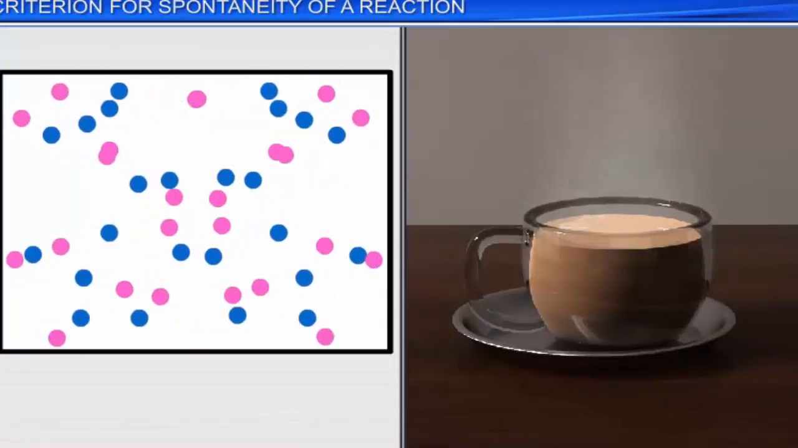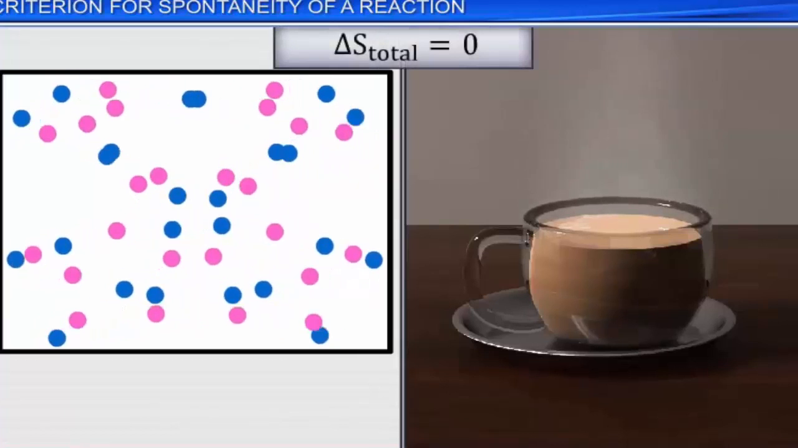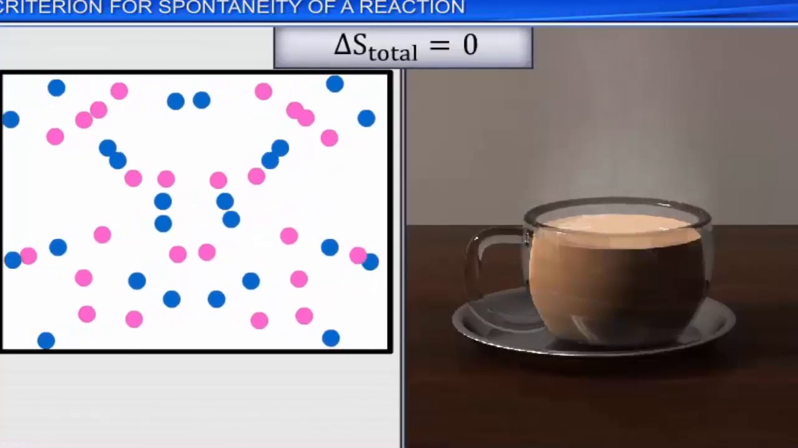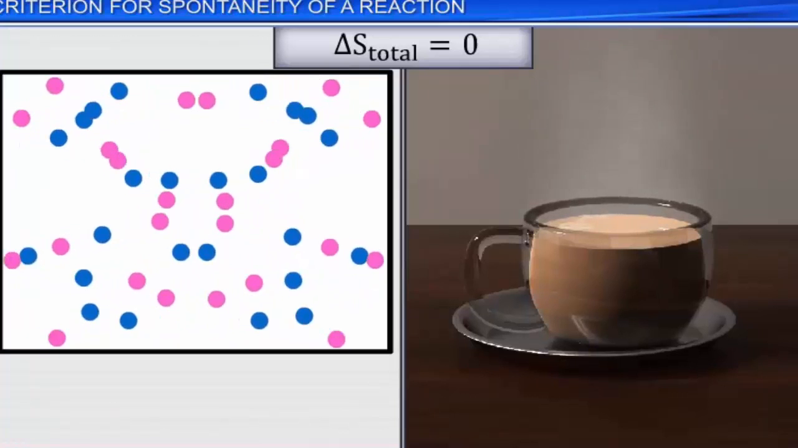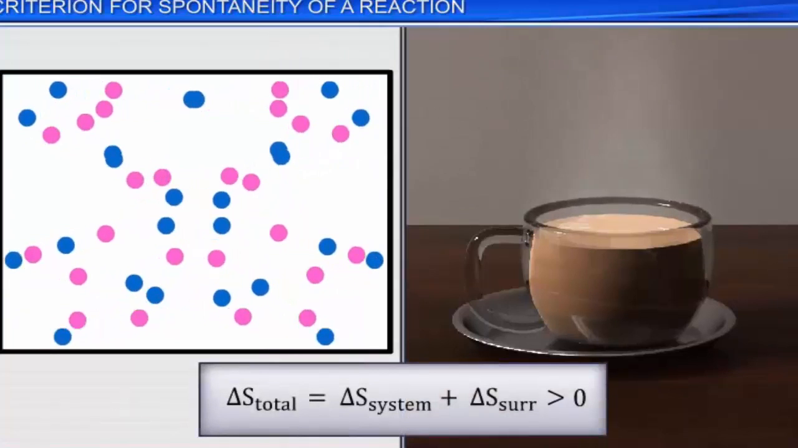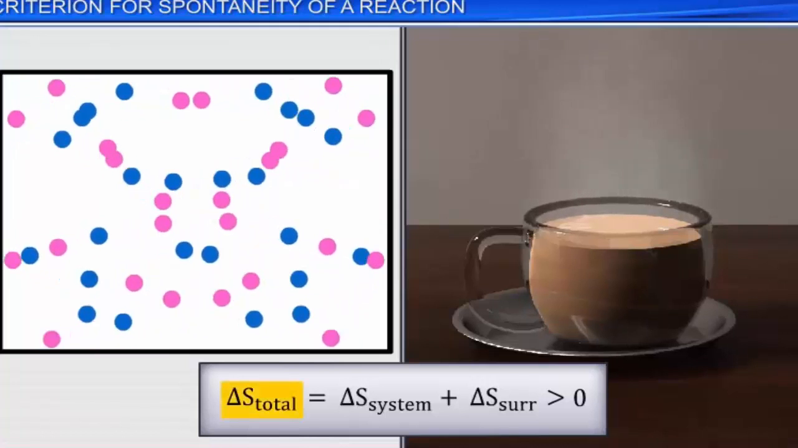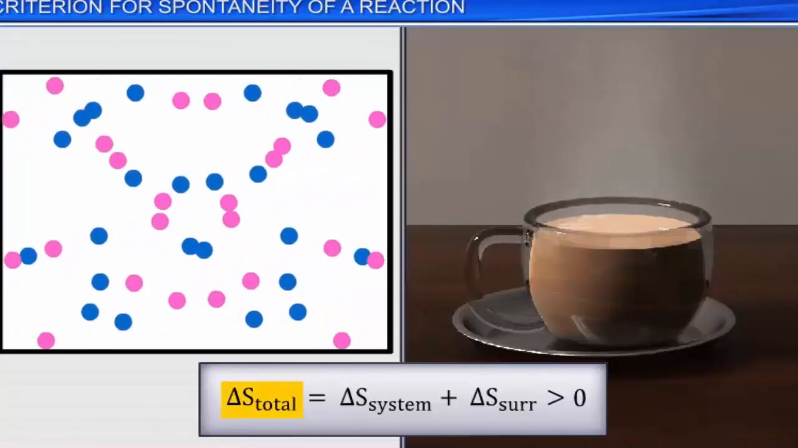From this, we can also conclude that the entropy of a system at equilibrium is maximum, and there is no further change of entropy. Thus, delta S is equal to 0 for a process in equilibrium. We can also conclude that the total change in entropy, delta S total, is the sum of entropy change of system, delta S system, plus entropy change of surrounding, delta S surrounding, and is greater than 0.